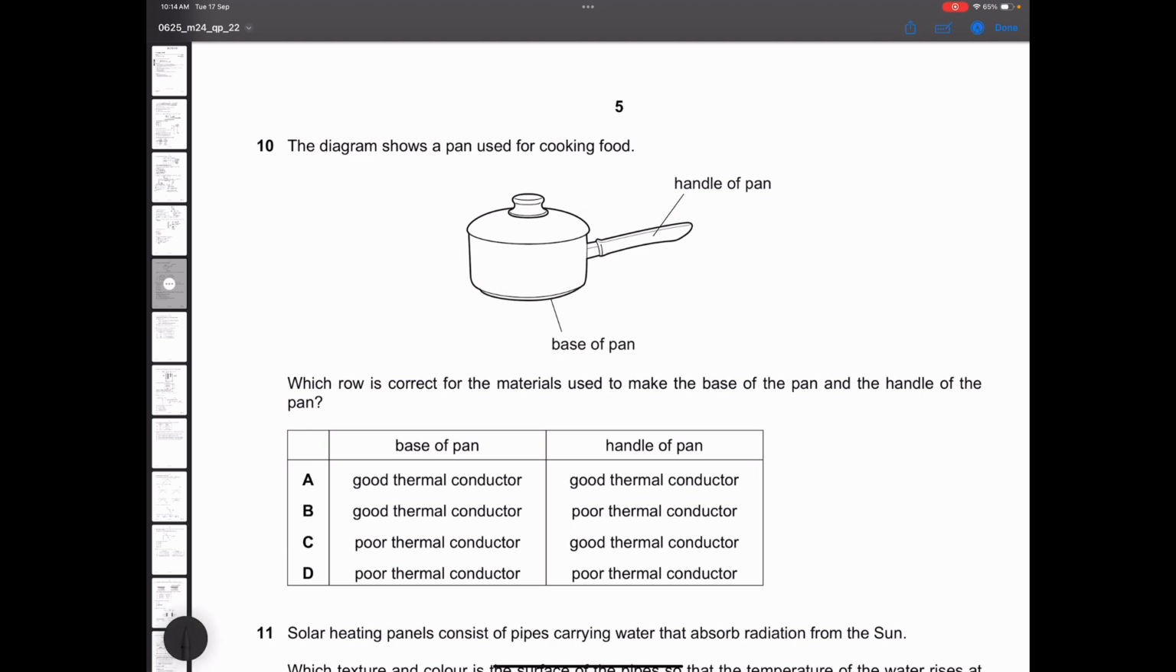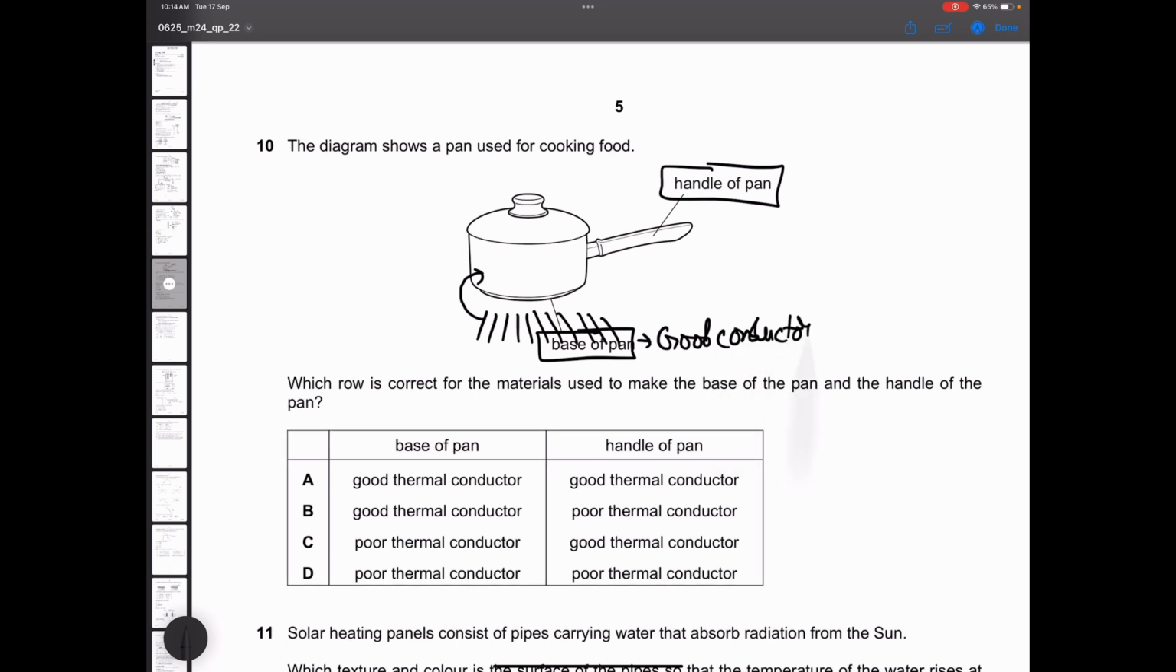Now this is a question on thermal physics. They're simply asking that you have a base of pan and you have the handle of pan. Which one is a good conductor and which one is a bad conductor? So simply you heat the pan from the base, and you want the heat to transfer to the food. That is why your food can be cooked, right? So you need the base to be a good conductor. It needs to be good at absorbing heat.